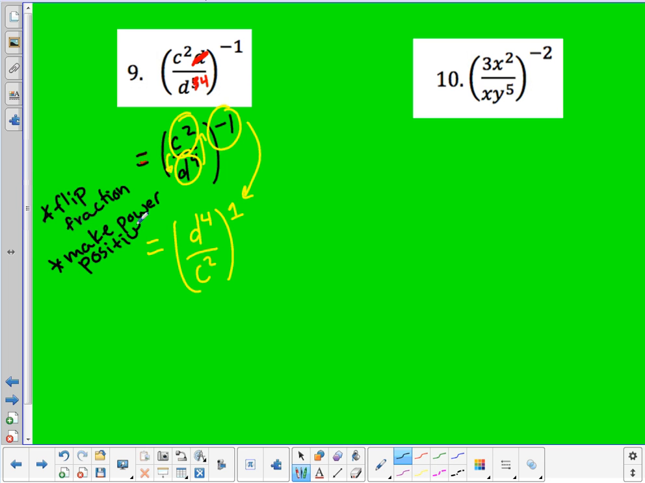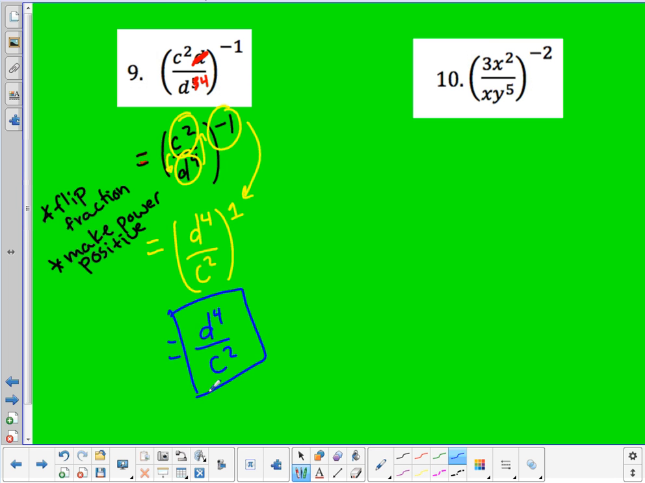Then at that point, I would distribute my power inside if I needed to, but anything raised to the first power is just itself. So this is really just d to the fourth over c squared, and that's it. Let's try that again in number 10.